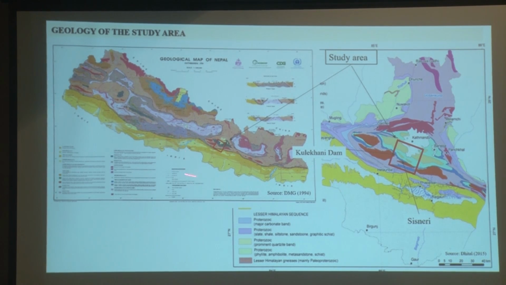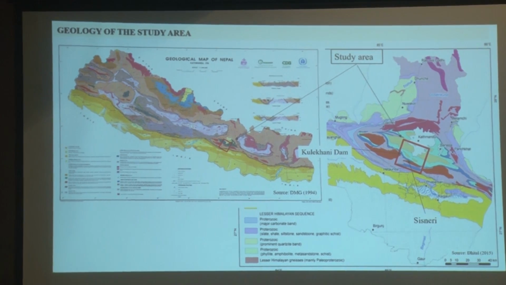This is a map from the DMC, and this is a map from 2015. These are the published maps and figures. After compiling all these maps and figures, I do the field verification. During the field verification, I do detailed field mapping, systematic sampling, thin section preparation, microstructure analysis, and final discussion.